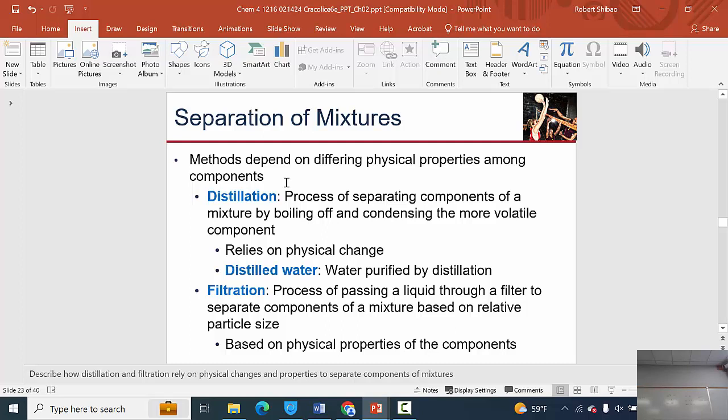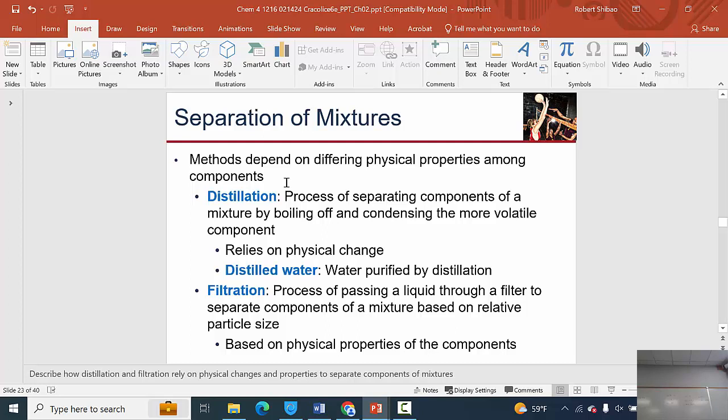Distillation means boiling off the more volatile. Volatile just means it evaporates more quickly, more easily than the other components. So we boil off the volatile component first, and then the less volatile. That relies on physical change. So here, distilled water. We're boiling off the water, which is more volatile than salt. The salts are less volatile. Ethanol, we're boiling off the ethanol first because ethanol is more volatile than water.